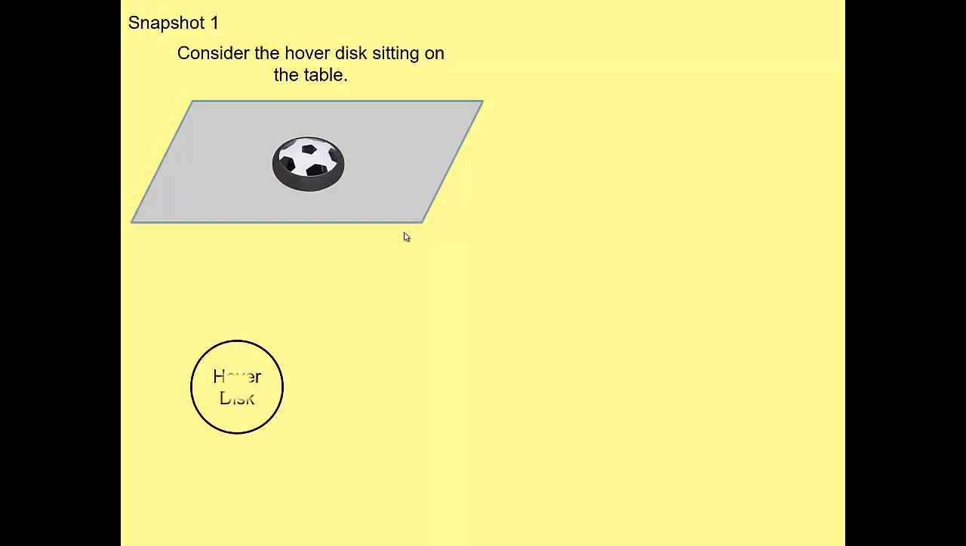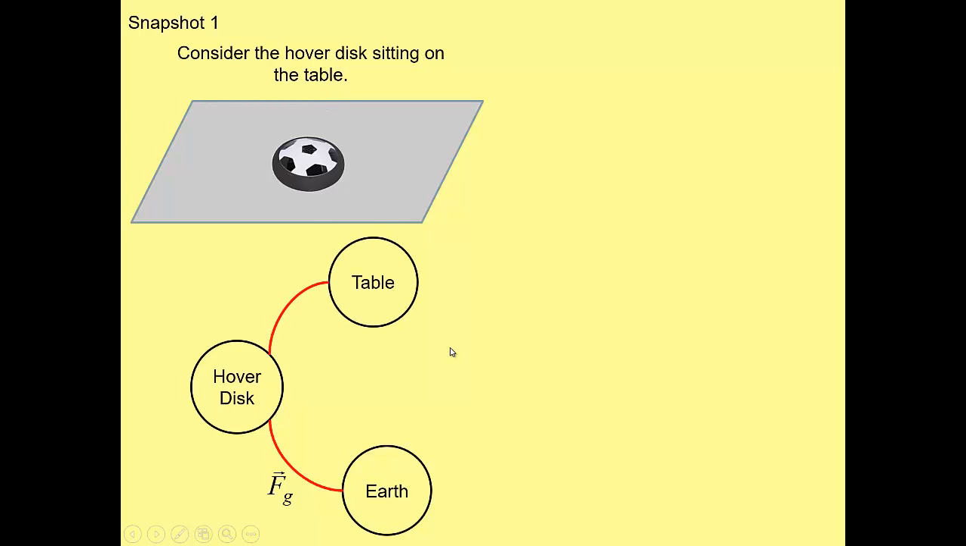So let's do a quick little system schema here. Right, we have the hover disk. What is it interacting with? Well, of course, it's interacting with the Earth as a whole through the force of gravity. Always an interaction between the object and the Earth. But that's not it, because otherwise the hover disk would fall. So there must be something supporting it, which is, of course, the table it's sitting on.